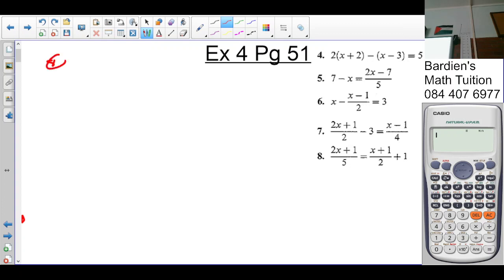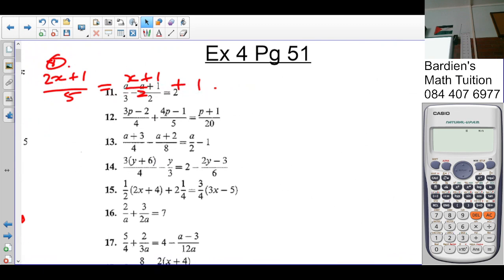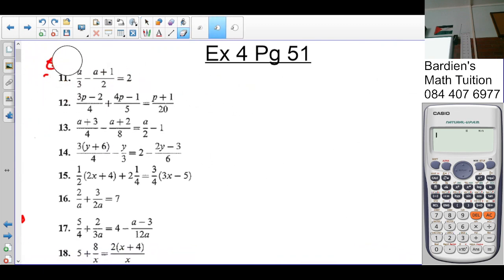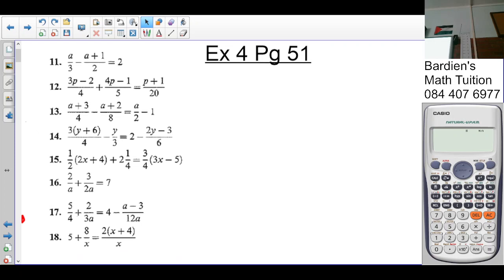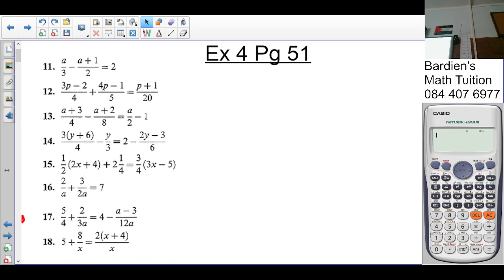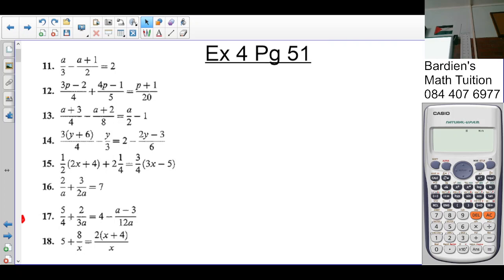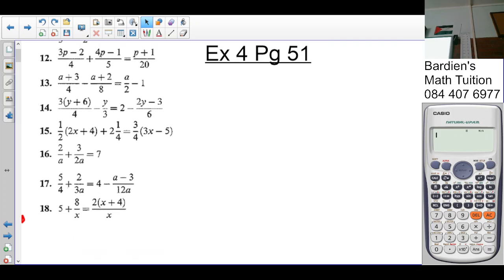Number 8. Who asked for number 8? Nobody, okay. Let's go to the next part of the exercise. Number 9. Now, number 11. Any issues with number 11? Number 12. Okay. Is there somebody else who might want a chance to go?